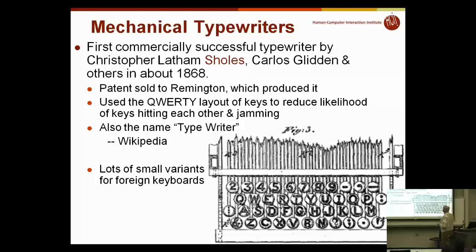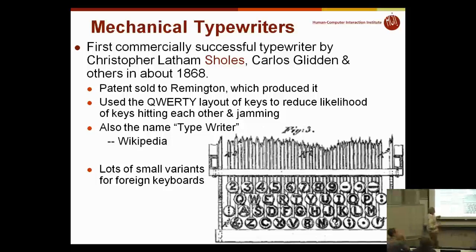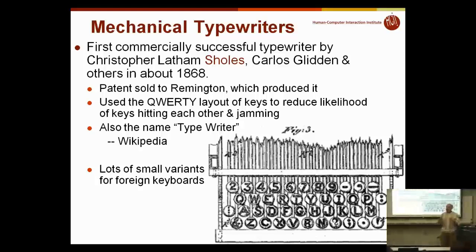So Sholes patented his idea and his layout and sold it to Remington, which at the time was a sewing machine company, so they were very expert at making machines, machine tools out of metal. And so they produced this typewriter, and it became very popular. They also introduced the name typewriter for their invention. And this is still the layout we tend to use today. Foreign keyboards have slight changes.